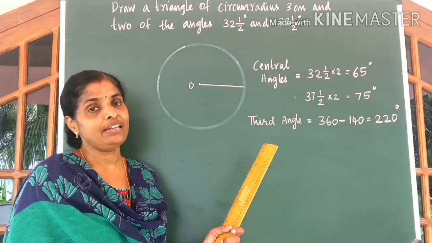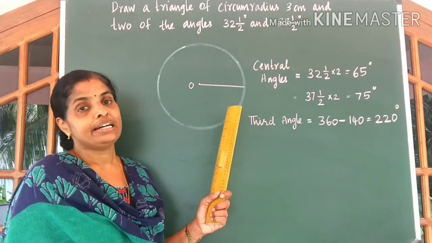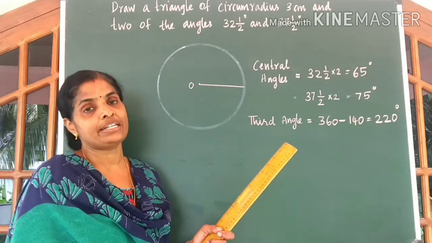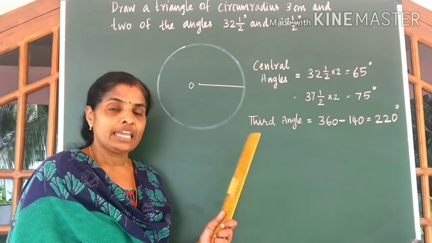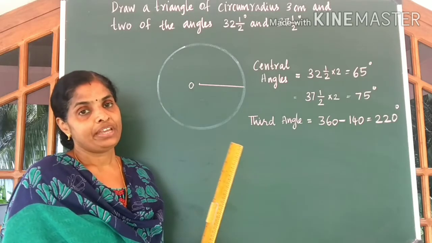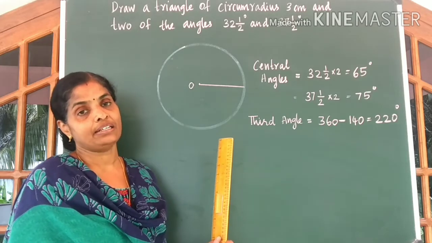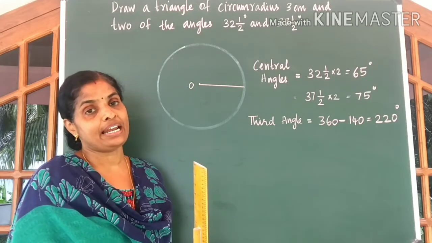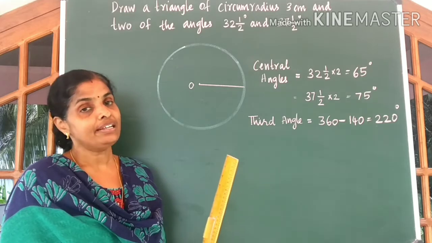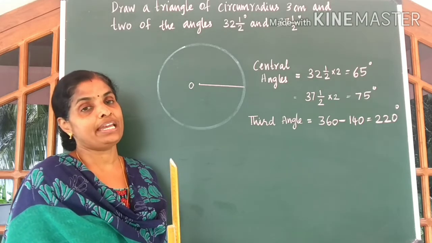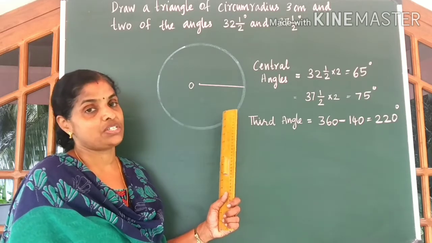We have studied in 9th standard the circumcenter of an acute angled triangle lies inside the triangle, and in the case of an obtuse angled triangle, the circumcenter lies outside the triangle. Okay, have these points in your mind and look at the construction.